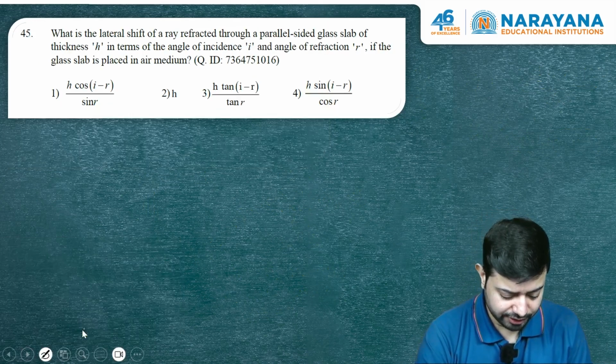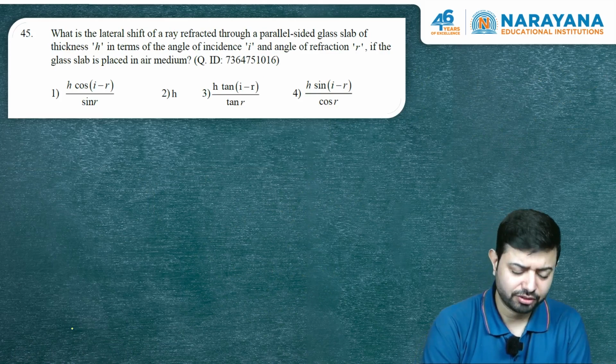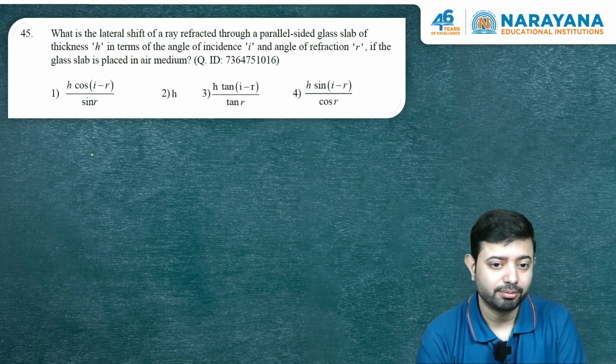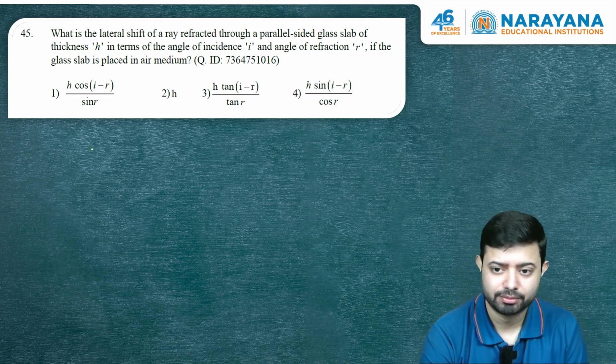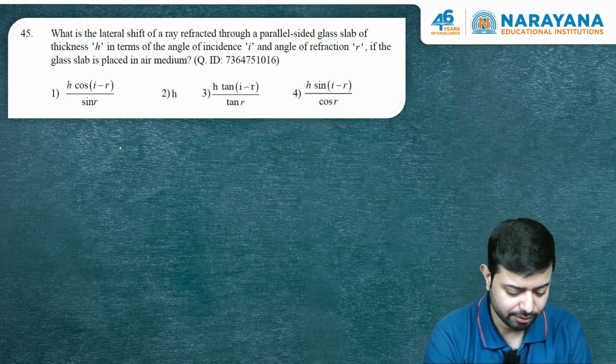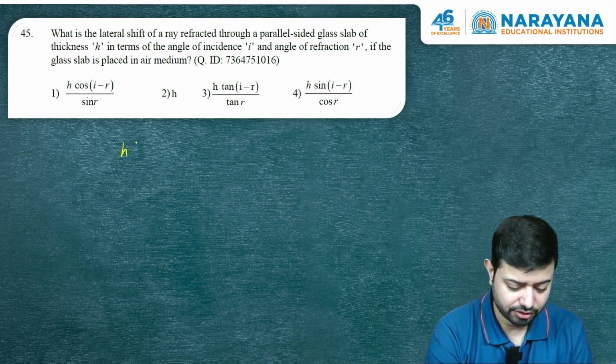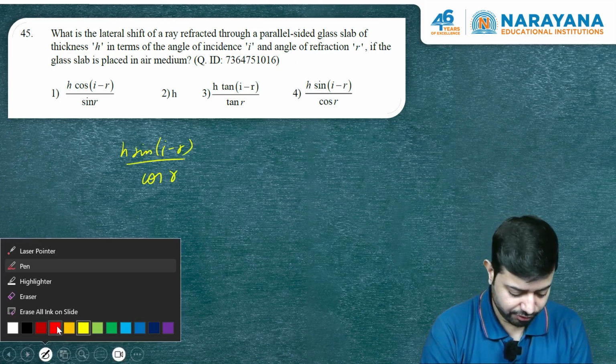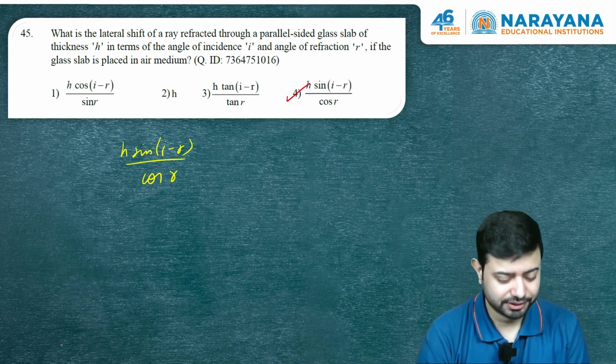Next question, it is a formula based question. So, there is not much to be discussed about it, right. What is the lateral shift formula? This is pretty much given in most of your books. This is nothing but d equals t sin(i minus r) by cos r. So, very straightforward, fourth option, alright.